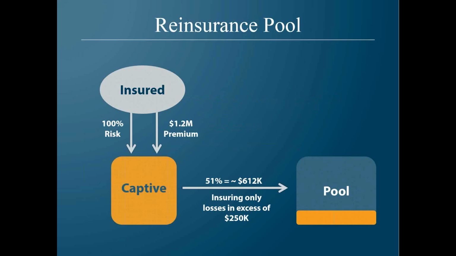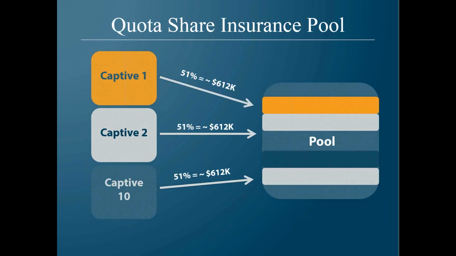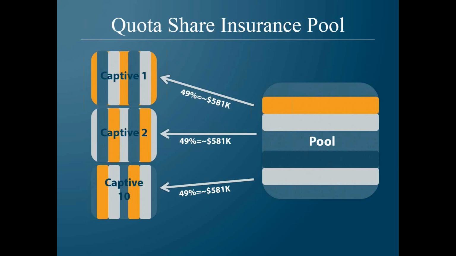So your client, our insured, pays money to his captive, and the captive buys a reinsurance policy from the pool where they send 51% of their risk to the pool, and it costs them 51% of the premium, $612,000, because we're assuming the $1.2 million. The pool has a series of captives that are all doing the same thing, and then what the pool does is it turns around and reinsures itself. It's called a retrocession in the insurance world, but it reinsures the risks back to the captive.